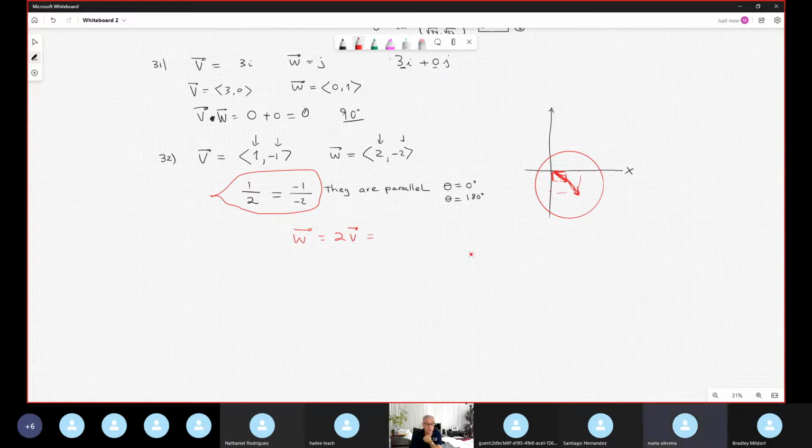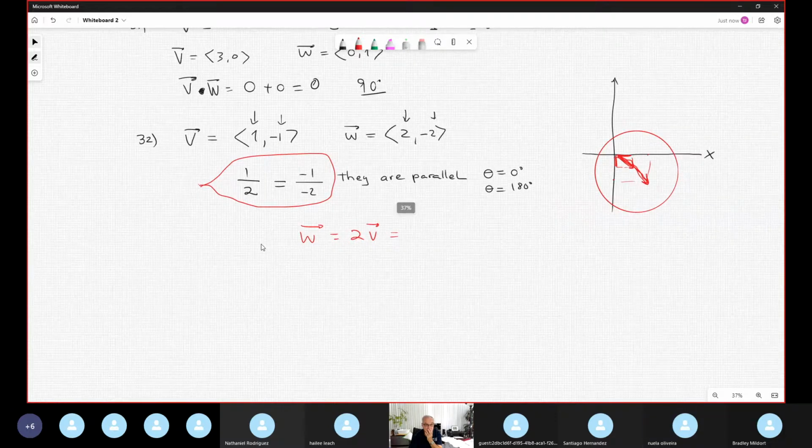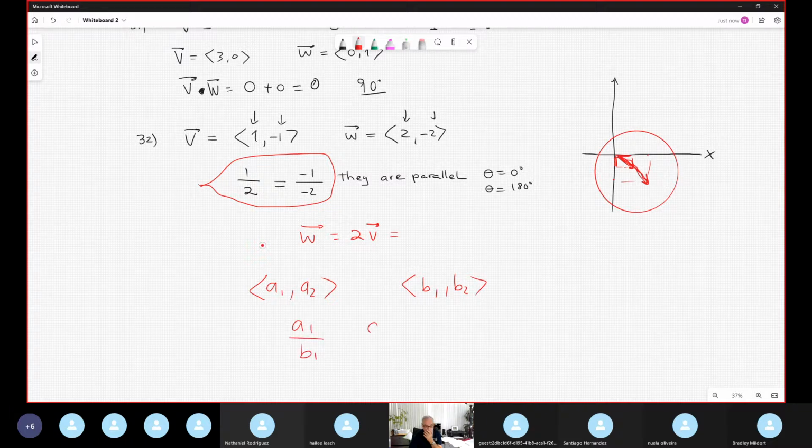And the challenge is, prove that they are parallel or not. Okay, so the shortcut, do it super fast. Suppose you have two vectors: A1, A2, and another vector B1, B2. You want to prove that they are parallel, you divide, for example, A1 divided by B1 and A2 divided by B2, and see if this is equal to each other, parallel.